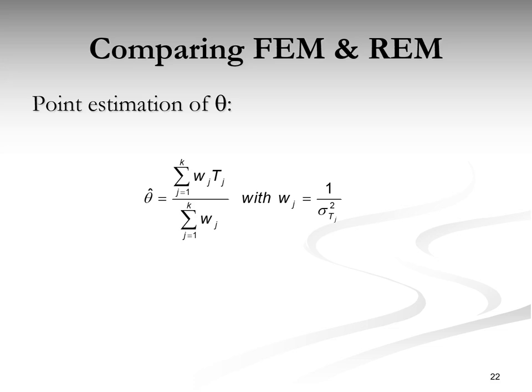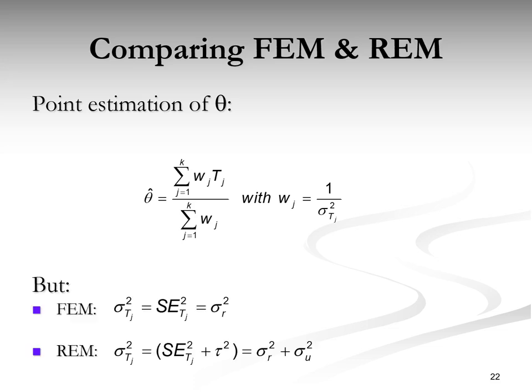Comparing the fixed effects model and the random effects model. In a random effects model, if we want to estimate the mean population effect size using the results of several studies, so using multiple observed effect sizes, we can again calculate a precision weighted mean of these observed effect sizes. You can see that the formula here is exactly the same as for the fixed effects model. But there is a difference.